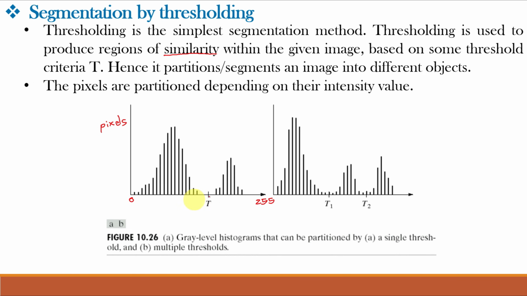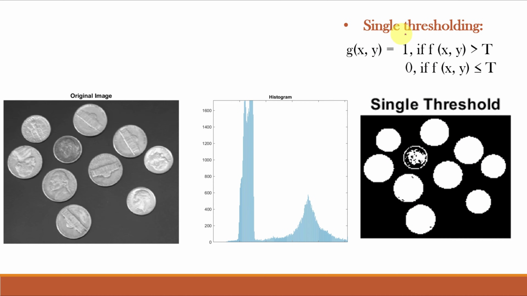So if the input image has such a histogram profile, we can have a single threshold T and partition into two different regions, or we can binarize the image. And also, if the histogram profile is like this, we can choose two thresholds or multiple thresholds and segment the image. Let us understand single thresholding first.